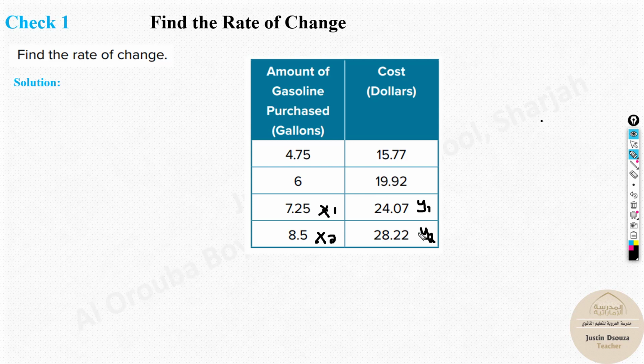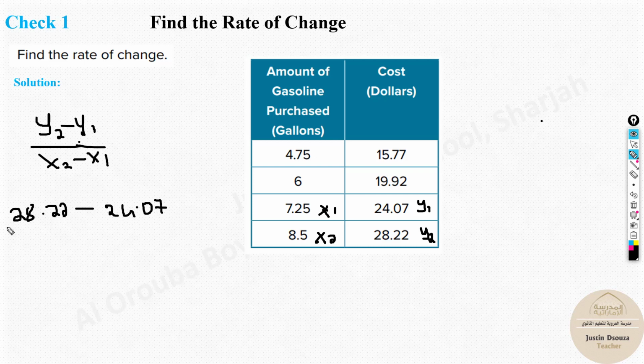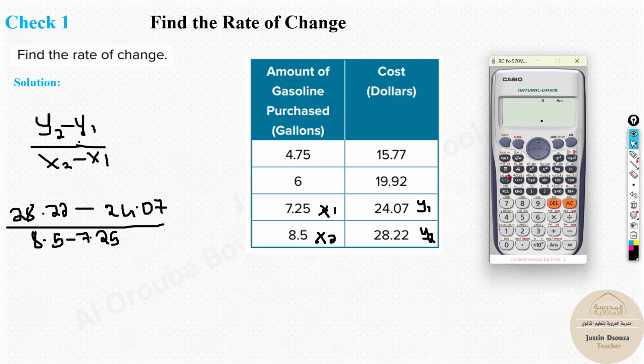It would be y2 minus y1. The formula is y2 minus y1 divided by x2 minus x1. You must memorize this formula. You have to learn this by heart. Here now y2 is 28.22 minus 24.07 divided by 8.5 minus 7.25. Now all you need to do is put it in the calculator.